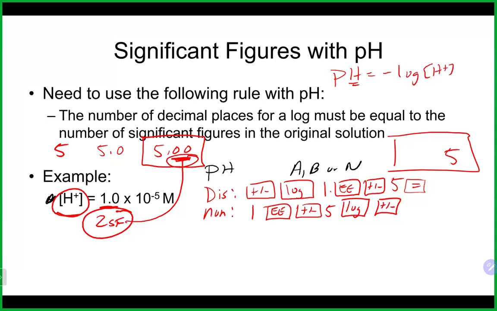By the way, is it acidic, basic, or neutral, this one? It is acidic. It's less than 7.